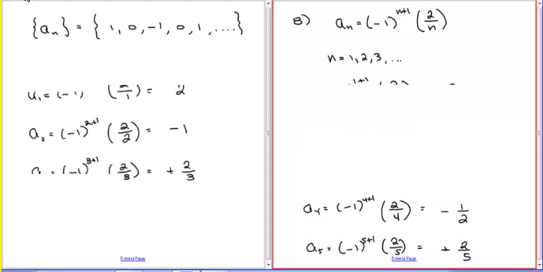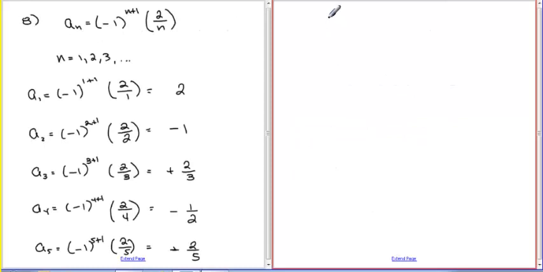So if I wanted to look at the set of numbers that are the terms in the sequence, it's going to be 2 comma negative 1, positive 2/3, negative 1/2, and positive 2/5. And then dot, dot, dot, dot. That'll continue on as we increase n greater than 5.